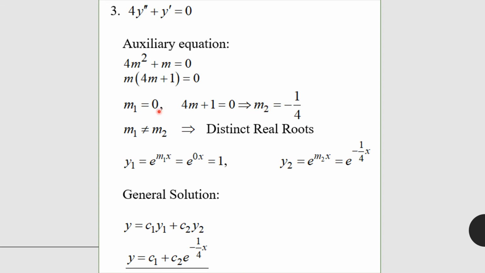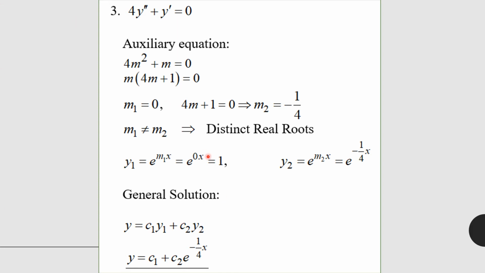So m1, the first root, is equal to 0. m2 is minus a quarter. 0 and negative a quarter are both real roots and they are not equal to one another. So we have a case of distinct real roots. Again, case number 1. So how do you write down the solutions for case number 1? The formula for the solution whenever the root is real is e to the m1x for y1. So substitute m1 by 0: e to the 0x is 1, so y1 is simply the number 1.